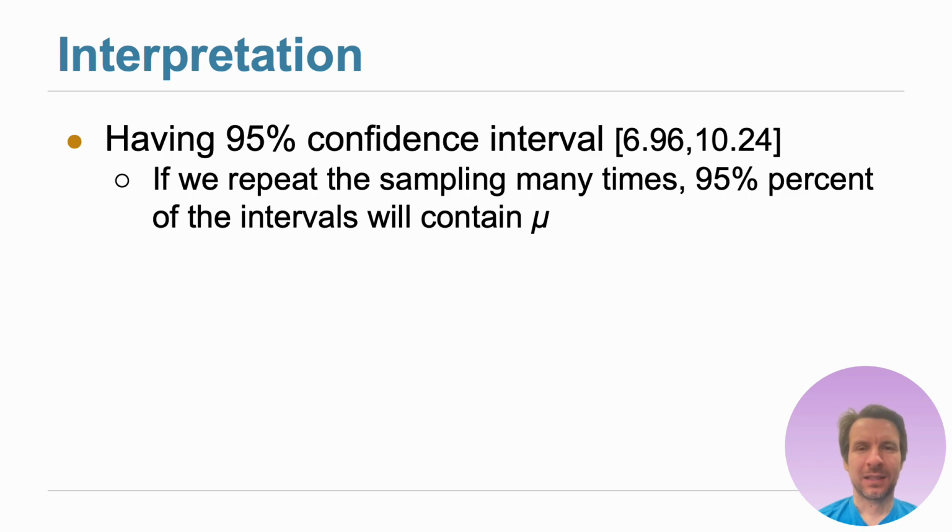And it doesn't mean that there is a 95% chance that the true mean is in this interval. There is no chance anymore. The true mean either is there or not. There is nothing random anymore. Only that repeating the sampling will give you a 95% chance that if you get the interval from the sampling, then it contains the true mean.